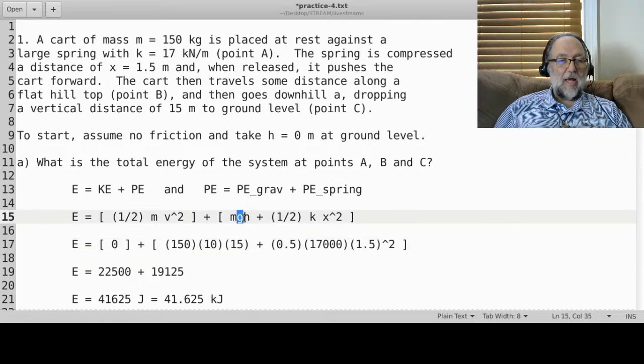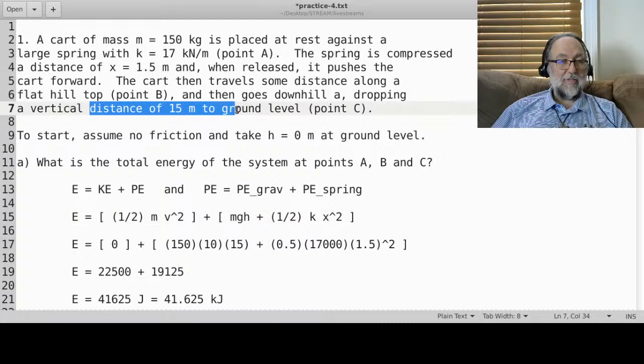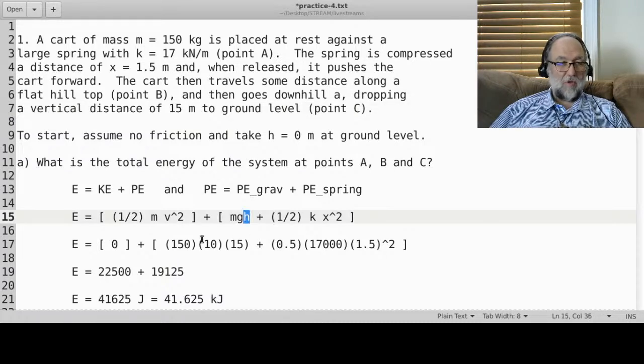Okay. g, well, we've been kind of lazy through the course. I mean, it's technically 9.8, but we've been rounding it off to 10, so it makes our numbers easy to work with. So there it is, 10. And then h is the height, and it starts off on a hill, and I say here, goes downhill a vertical distance h. So obviously the top of the hill is 15 meters above ground level. Okay. And so h here is 15.